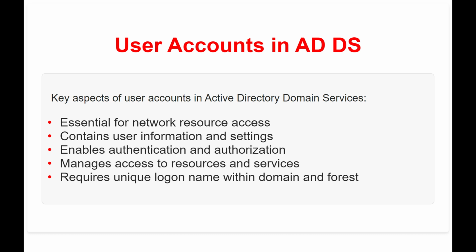A user account in Windows Server is a comprehensive object that contains all the information defining a user. This includes the username, password, and group memberships. Additionally, user accounts contain numerous other settings that can be customized based on your organization's specific requirements.